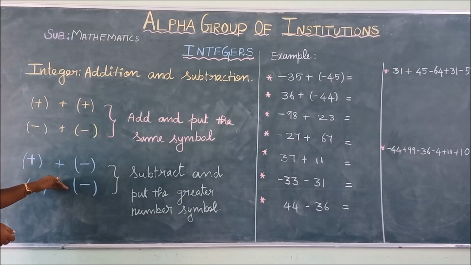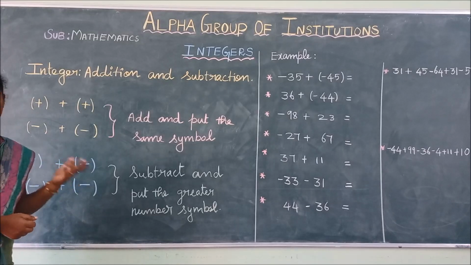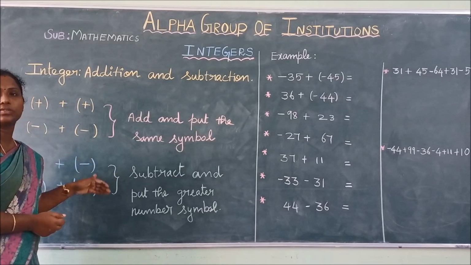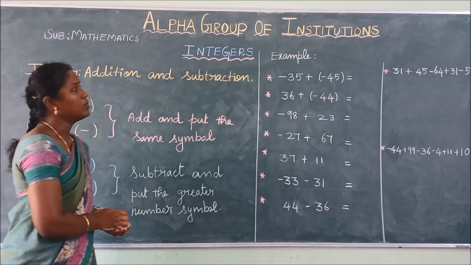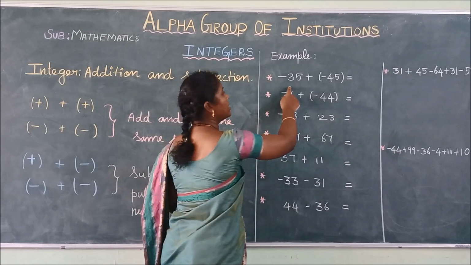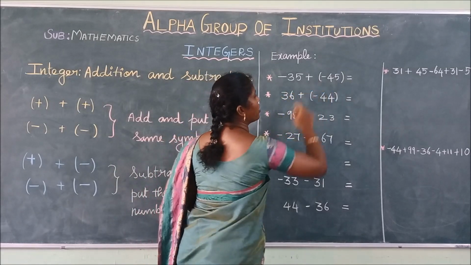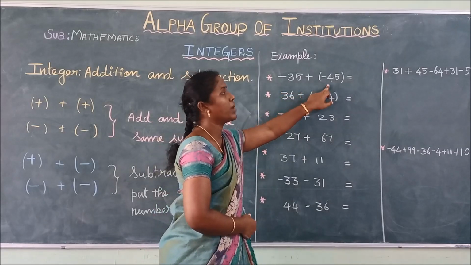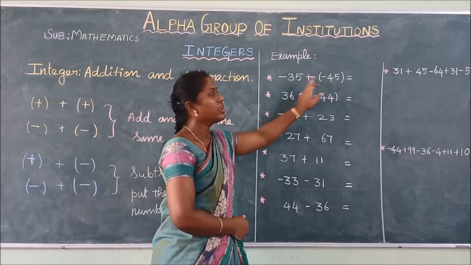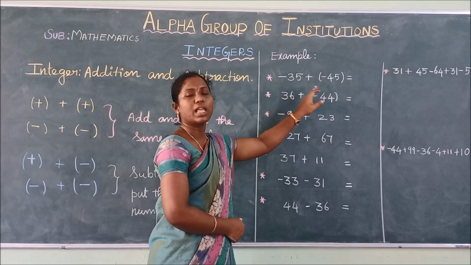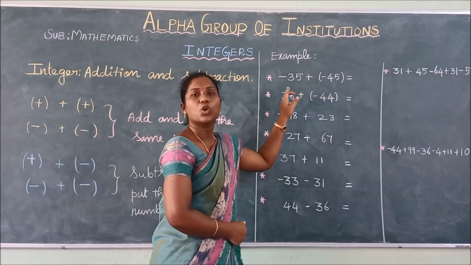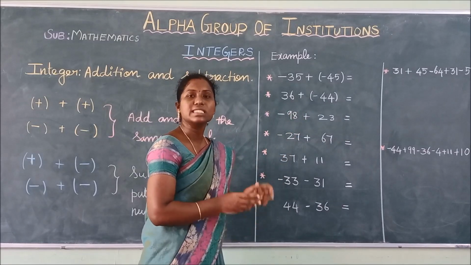Based on these rules, we will solve some examples now, using integers, so it will be very clear how to use the rules. The first example: minus 35 plus minus 45. Here we are adding two integers, minus 35 and minus 45. See the symbol: minus and minus. The two numbers have a common sign, minus, that means the same sign.